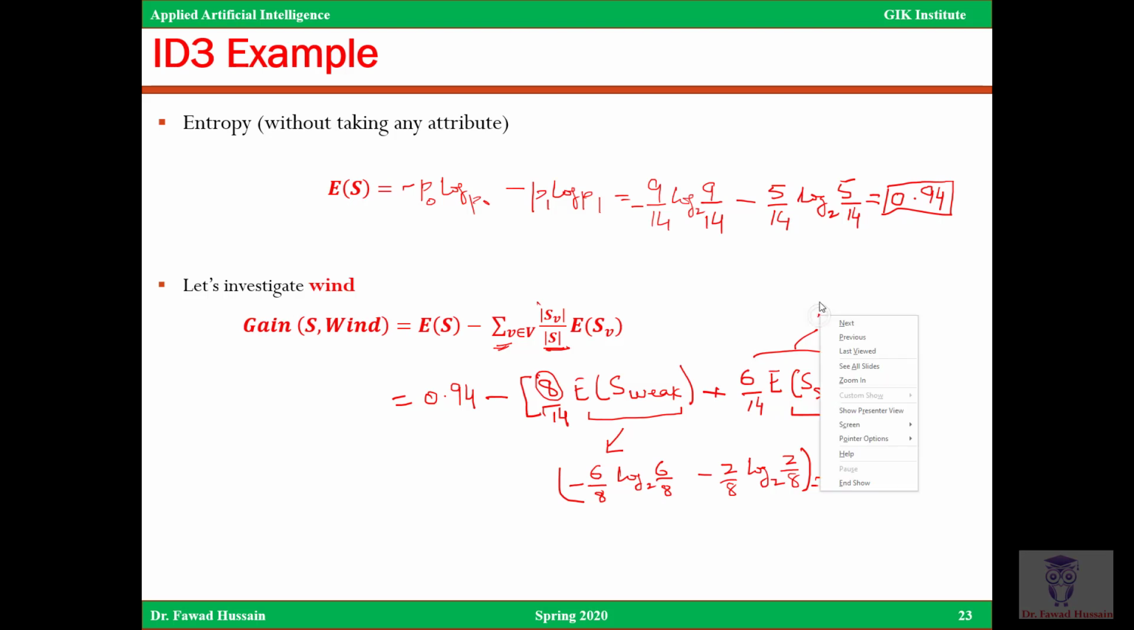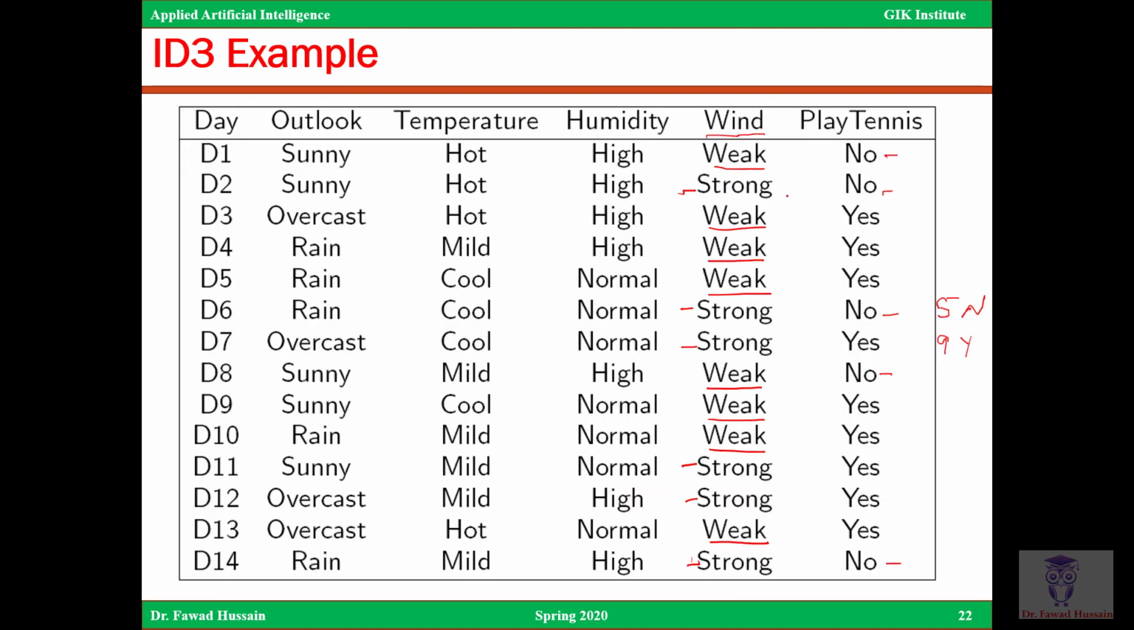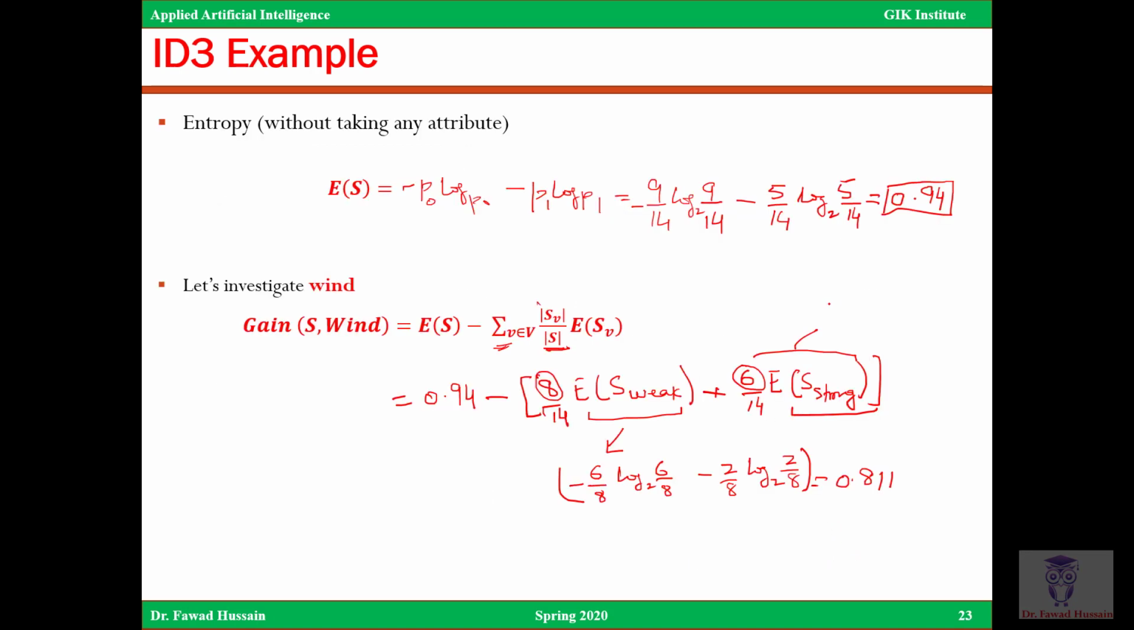Similarly, for this part there are a total of 6 values. So we have 6 values over here. If we look at the 6 strong, we have 1 is no, the second no, and the third no. So there are 3 no's and 3 yes. So in this case we have minus 3 by 6 log of 3 by 6 and minus 3 by 6 log of 3 by 6. So if you recall, when they were equally divided, the entropy was always 1, the maximum. If it is one-sided, the entropy is 0. If it is equally divided, the entropy is 1.